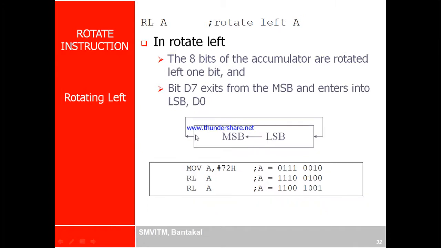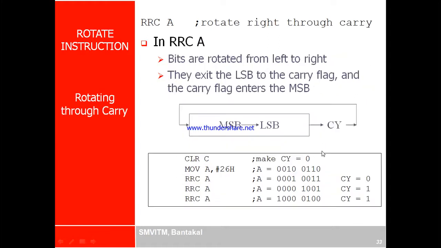Similarly, for rotate left, your MSB moves to the LSB. The example being illustrated here can be observed. Next, rotate right through carry. That means your LSB moves to the carry bit, and the carry bit moves to the MSB. The logical representation is given here, and one simple program is also illustrated to understand how, through carry, the data moves to the MSB.